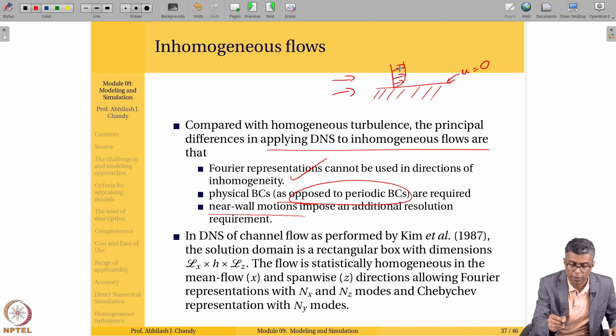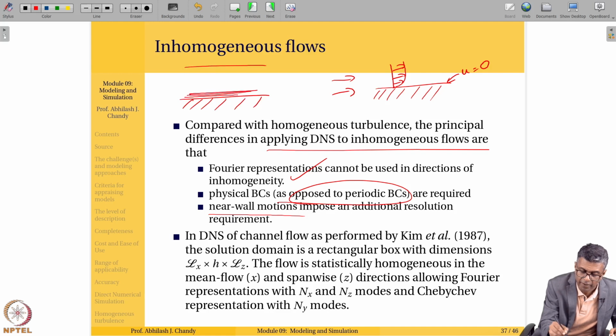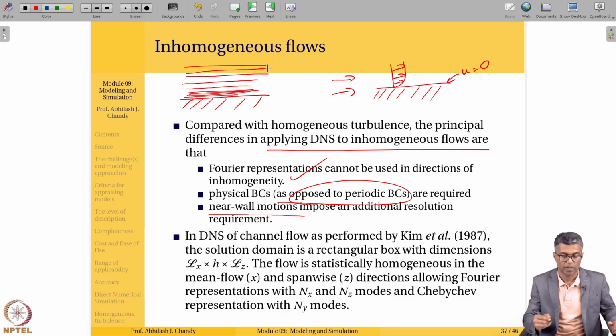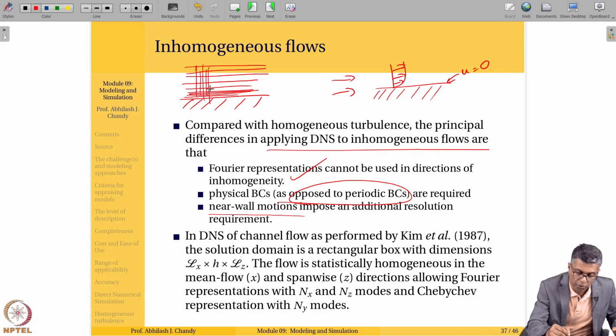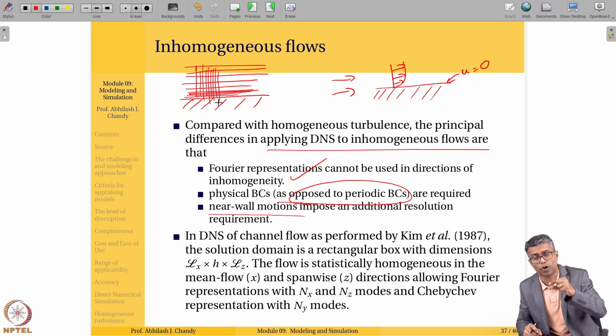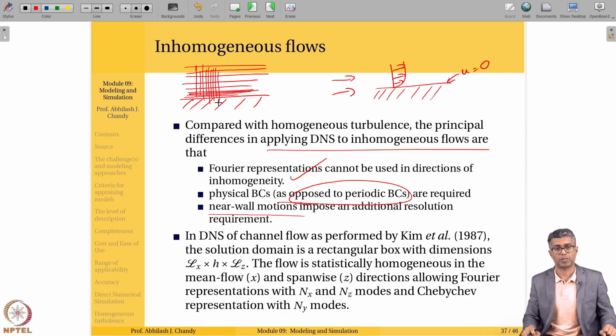So in terms of grid points, if you have your wall, you have to have an extremely fine grid near the wall, whereas as you go away from the wall, you can afford to be coarse. So near the wall, it is going to be very fine. That kind of resolution requirement in order to resolve the velocity gradient near the wall is what I'm talking about. These near wall motions impose additional resolution requirements.